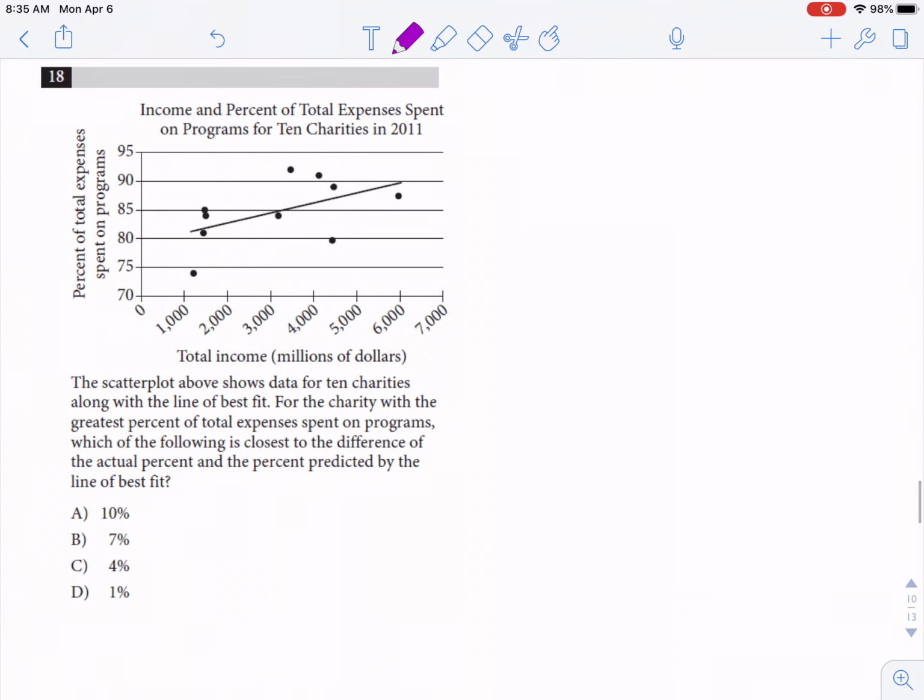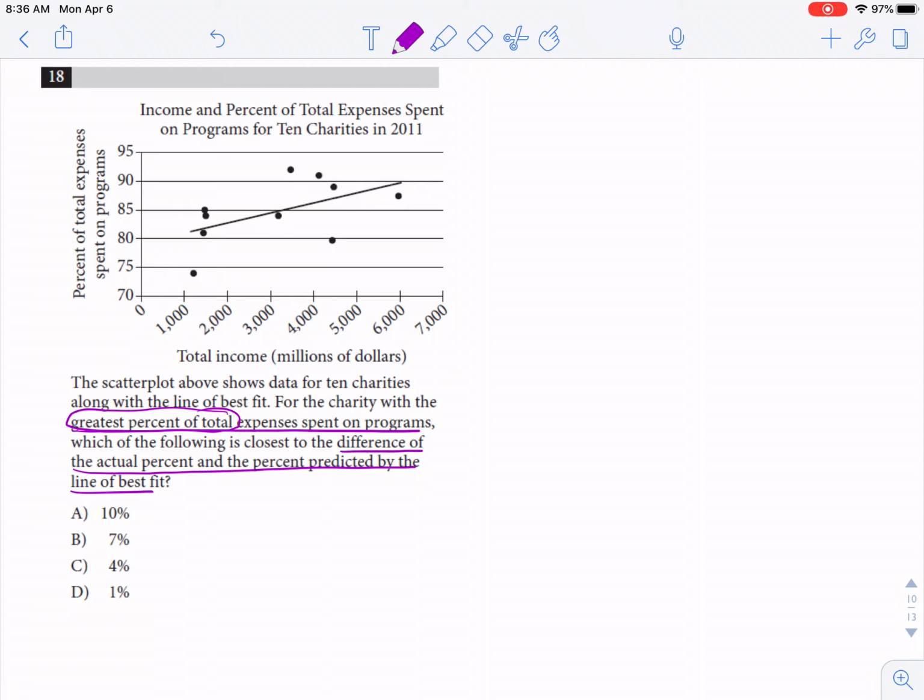All right. This one just requires a little bit of reading. The scatter plot above shows the data for 10 charities along with a line of best fit. For the charity with the greatest percent of total expenses spent on programs, which of the following is closest to the difference of the actual percent and the percent predicted? So greatest percent of total expenses.